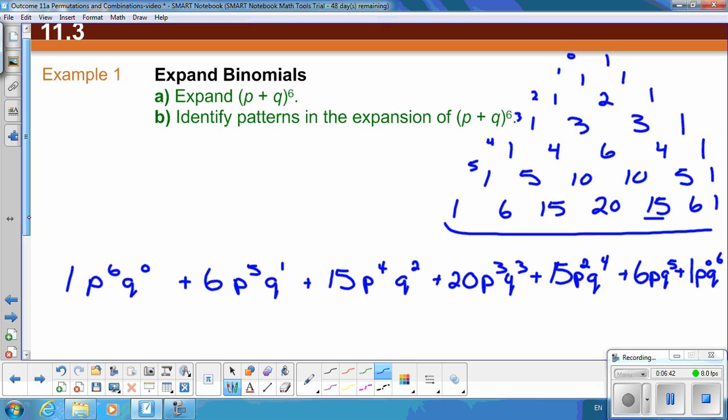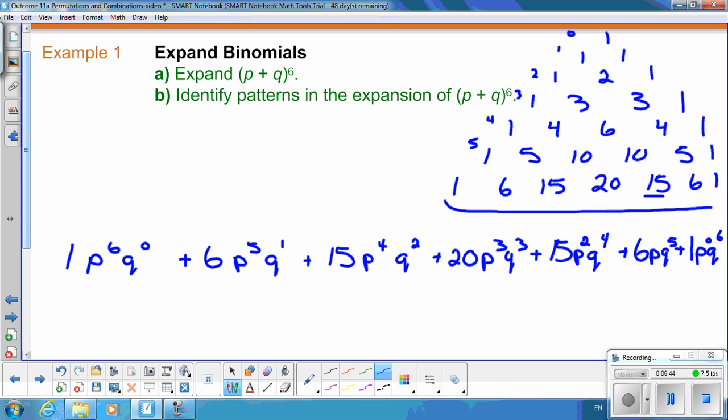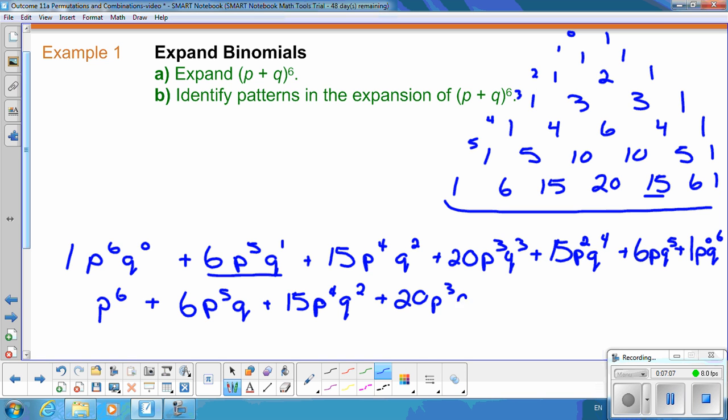The last step is just to do some simplifying of those. So if I have 1, p to the 6, q to the 0 is just p to the power of 6. The next one, no simplifying to do, so 6p to the power of 5 q, we usually don't write the 1. 15 p to the power of 4 q squared plus 20 p cubed q cubed plus 15 p squared q to the power of 4 plus 6 p q to the power of 5 plus q to the power of 6. And there's my expansion.